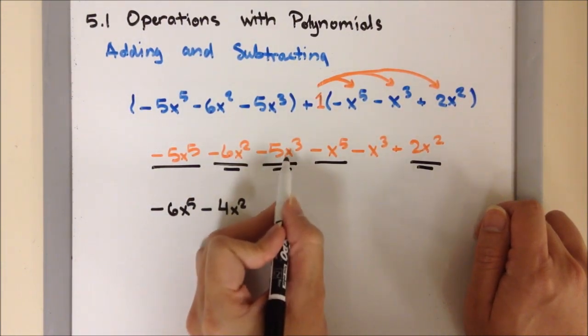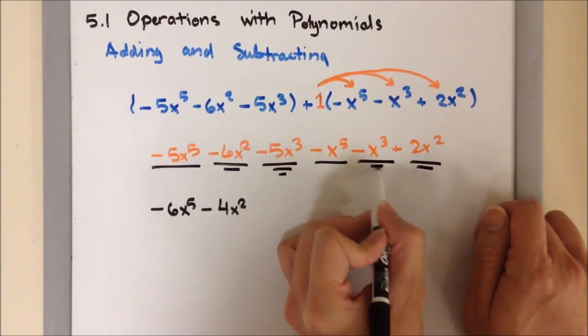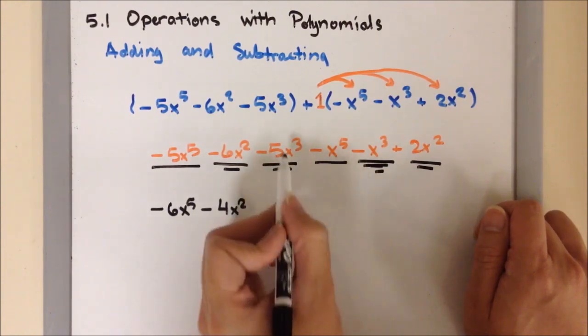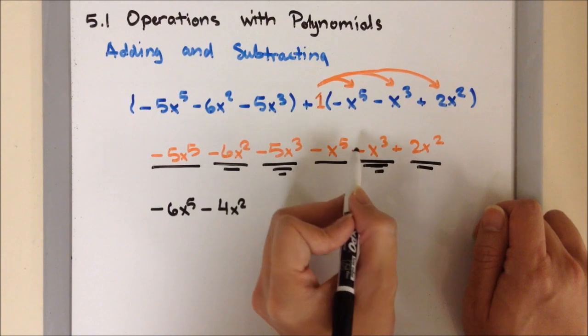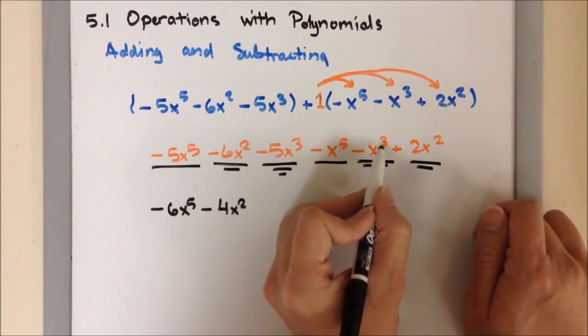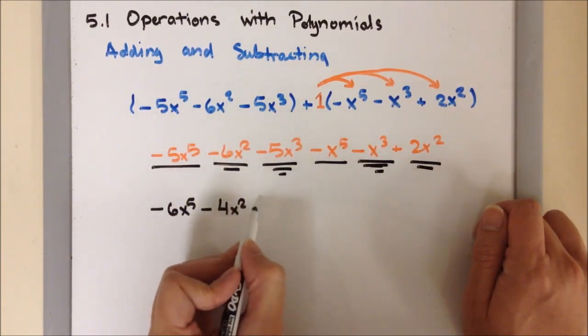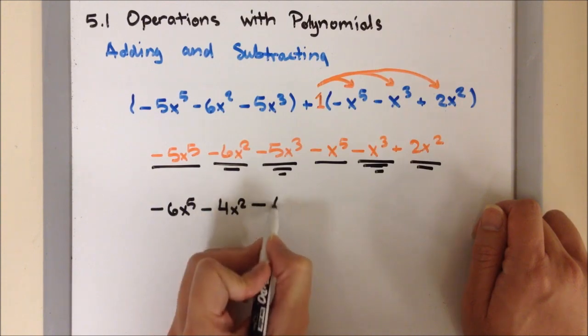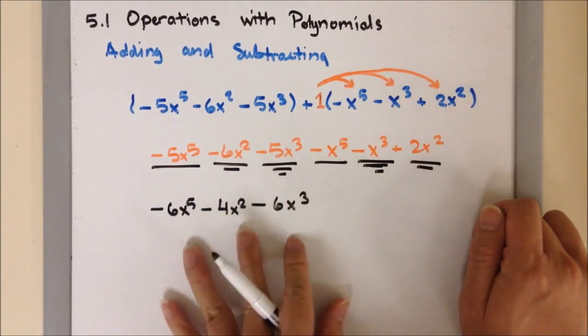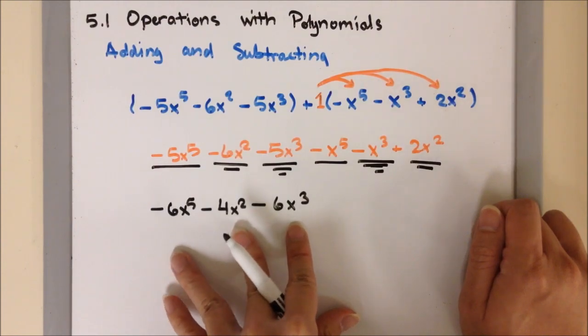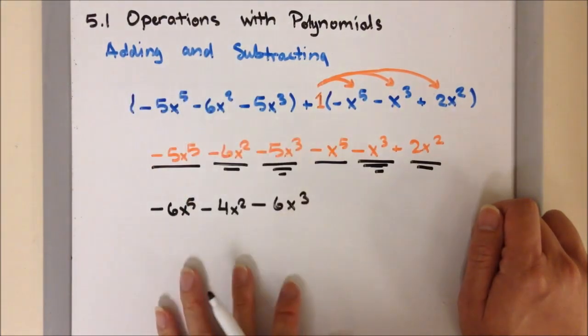My last one is x to the third. I do have another one right here, so I'm going to combine these two. So negative 5x to the third minus x to the third. That will be negative 6x to the third. So again, see how I did not change the exponents when I'm combining like terms for adding and subtracting.